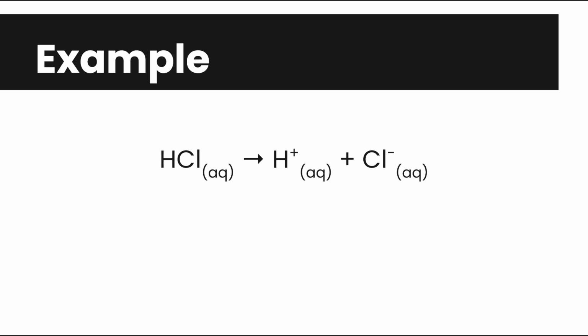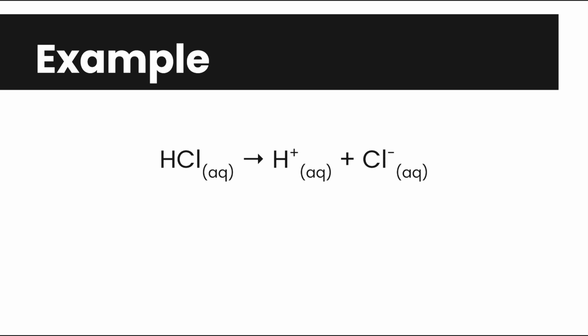Let's look at an example then, just looking at how this reaction is written out in both ways. First, looking at, for example, hydrochloric acid: when that dissociates, it dissociates into H+ ions and chloride ions. And we know it's an acid then because it's forming H+ ions.